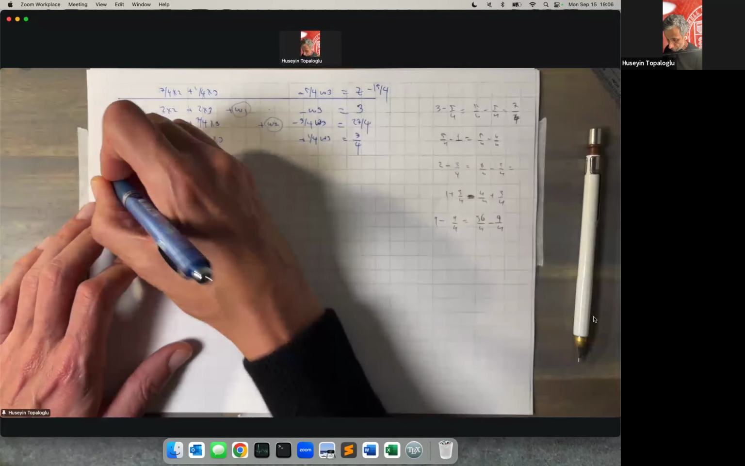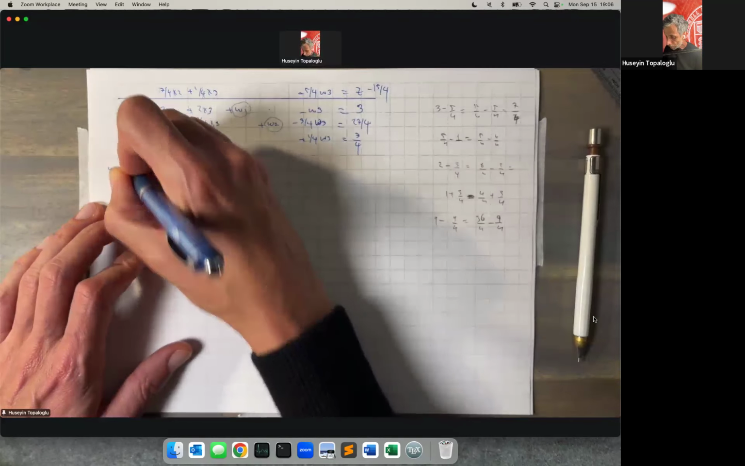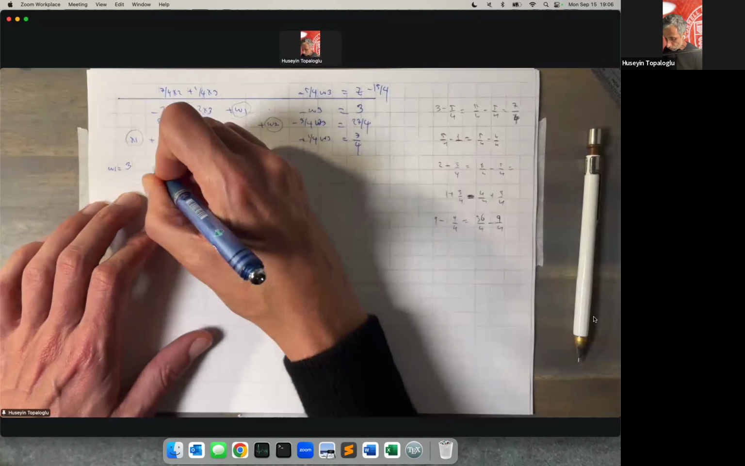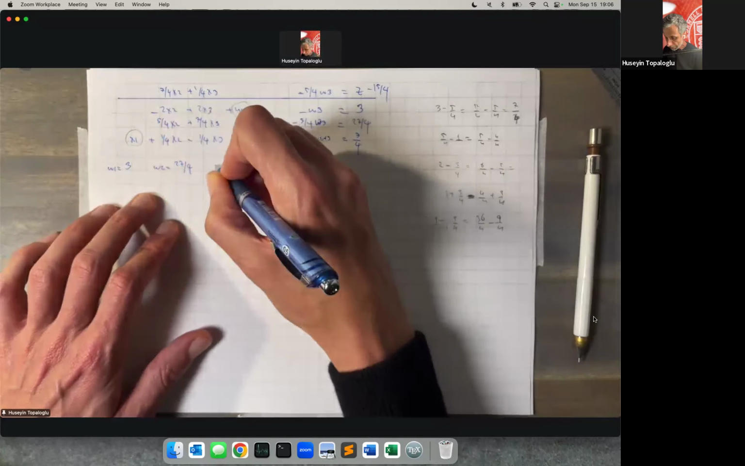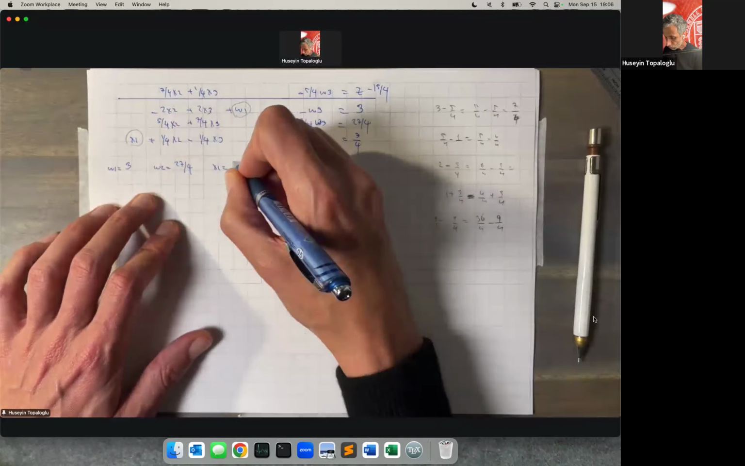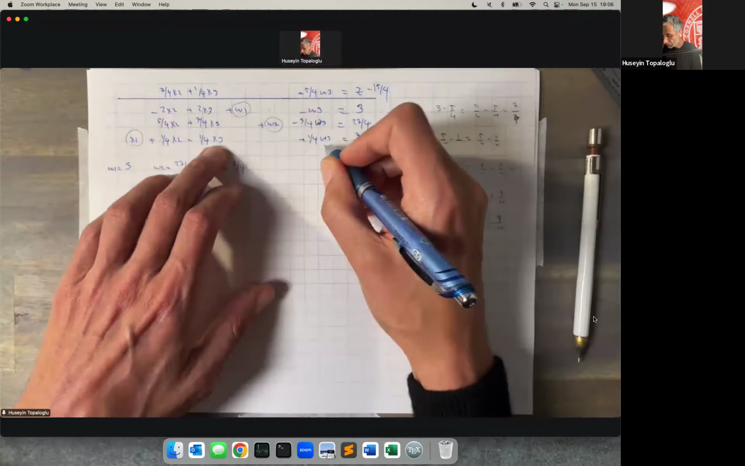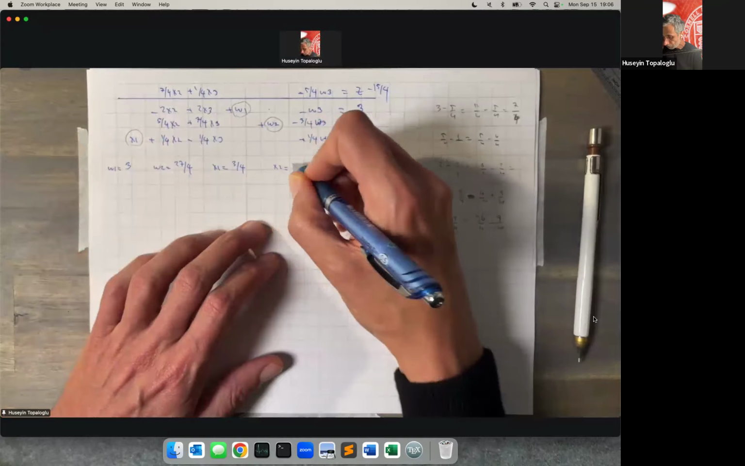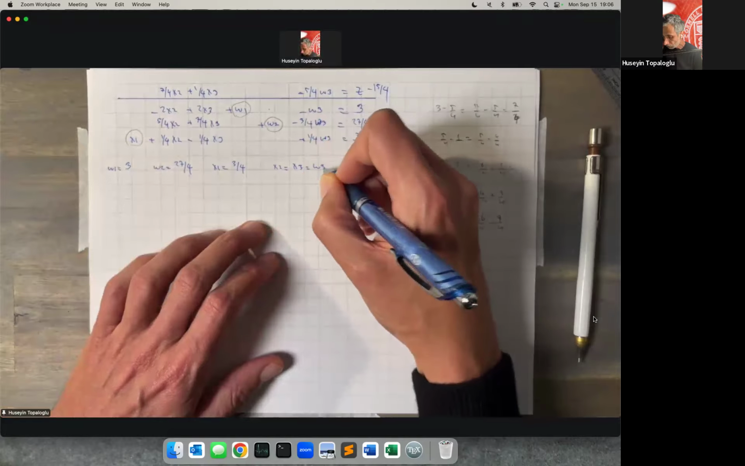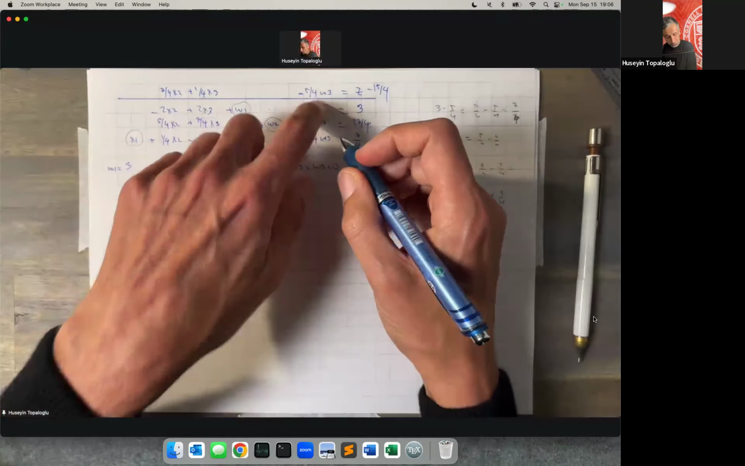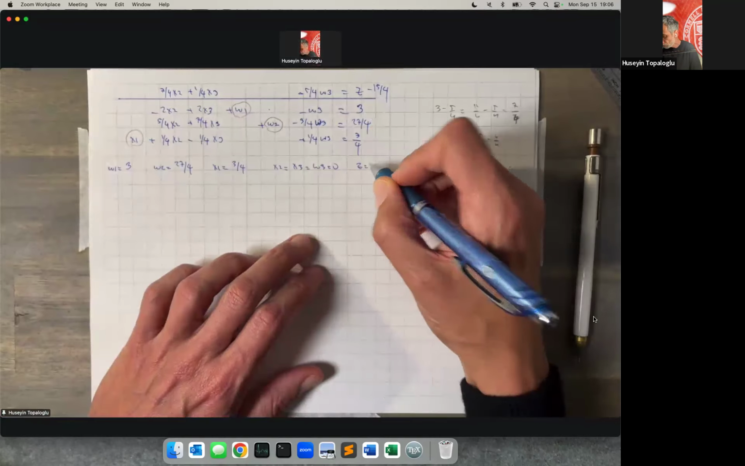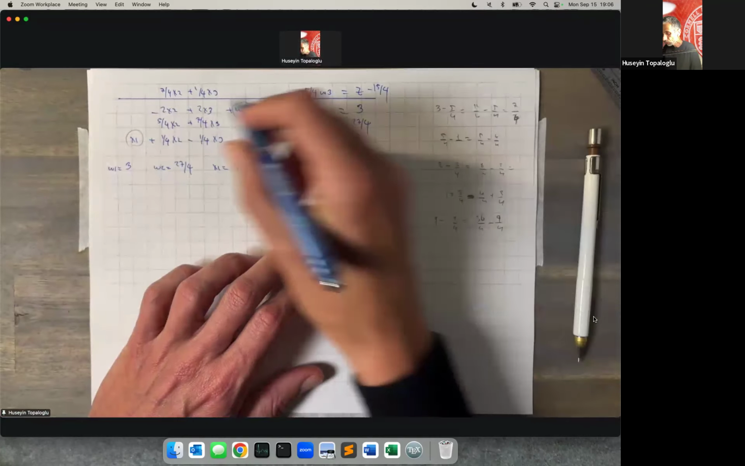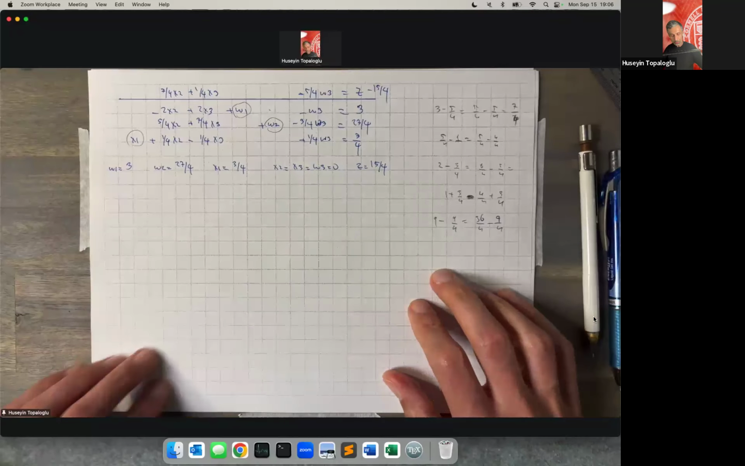W1 is 3. W2 is 27 over 4. And X1 is 3 over 4. X2, X3, and W3 are 0. If X2, X3, and W3 are 0, then Z has to be 15 over 4 so that we satisfy the first equality.